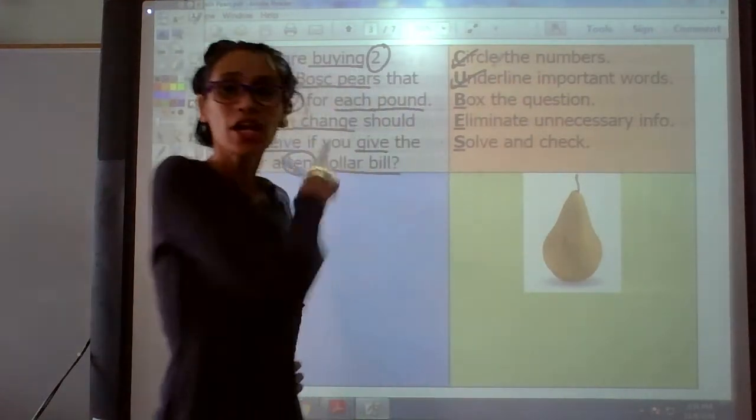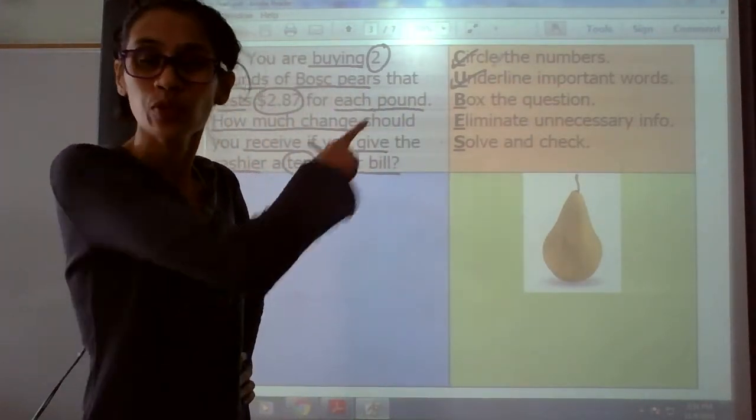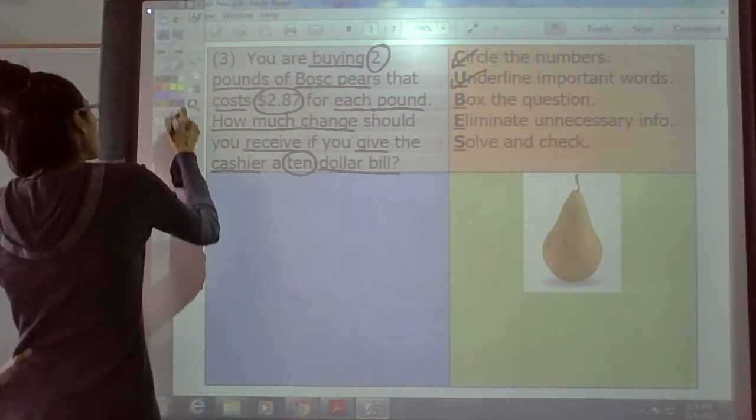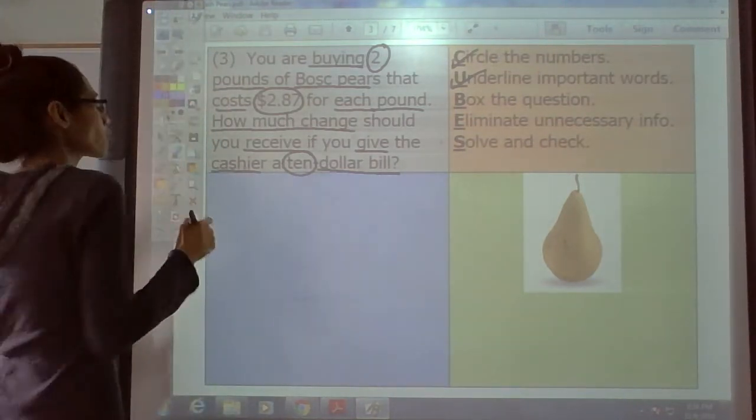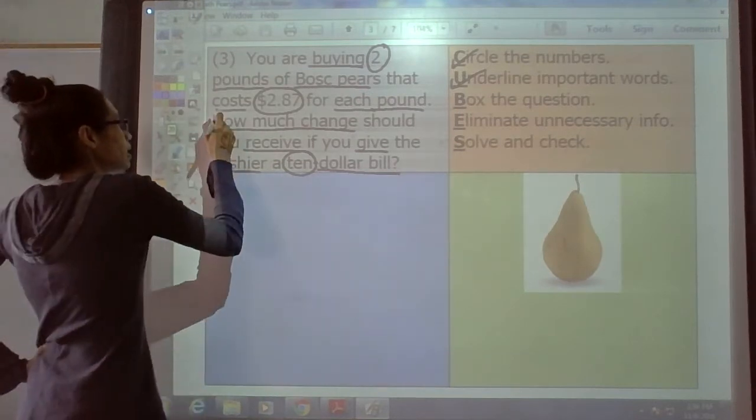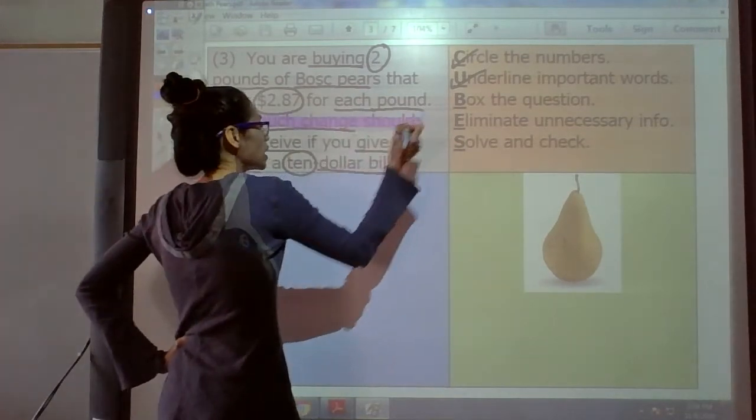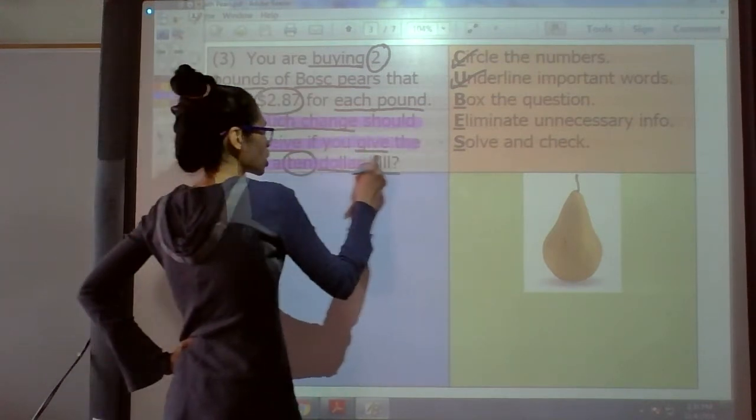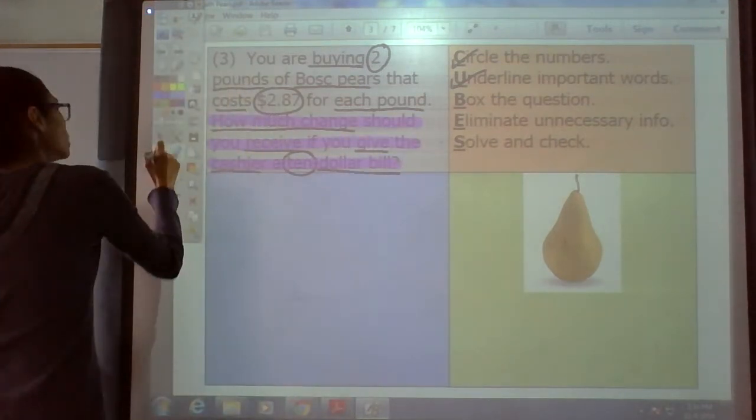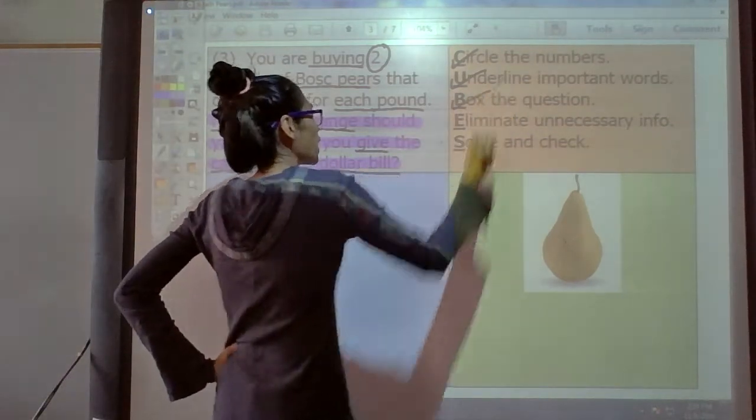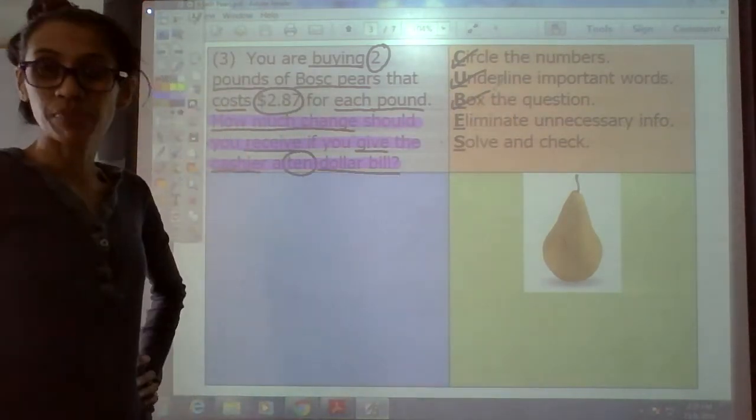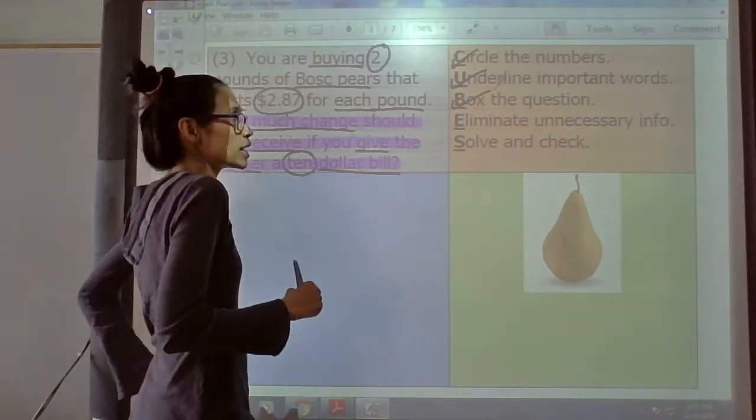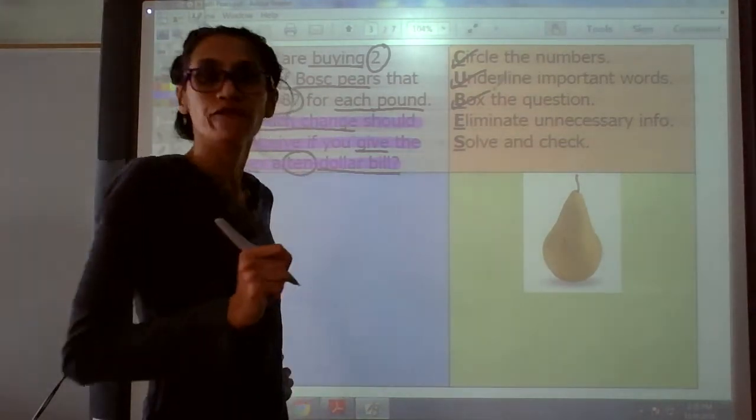The next step in our CUBES clues is the B step. What does that tell us to do? Box the question. Help me find the question. What is the question right there? How much change should you receive if you give the cashier a $10 bill? Done with that. And the next step in the CUBES clues is the E step, to eliminate unnecessary information.